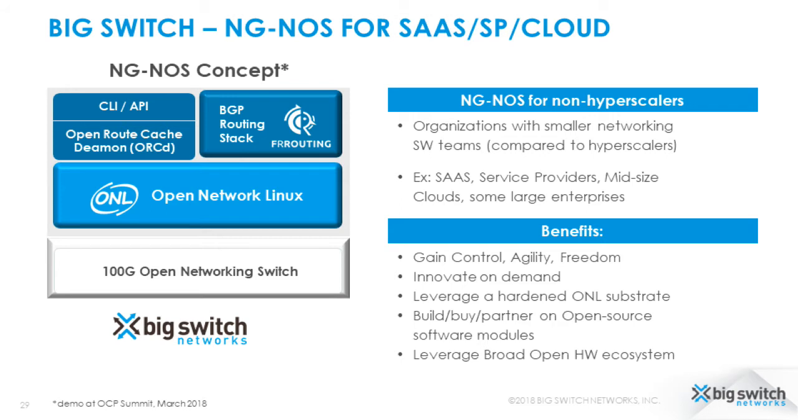And finally, Big Switch demonstrated next-gen NOS architecture leveraging ONL with a BGP stack running on top of ONL. In regards to device operations, we have built ORCD, or Open Route Cache Daemon, and attached device CLIs to that, and one can extend that to bring APIs as well. Then we bring the routing stack to this, leveraging open source FRRouting, running on ONL on a 100 gig switch.